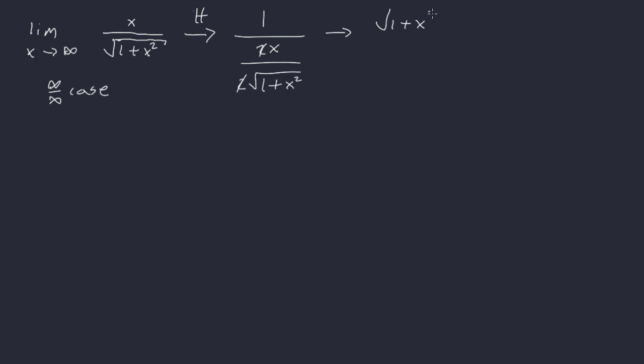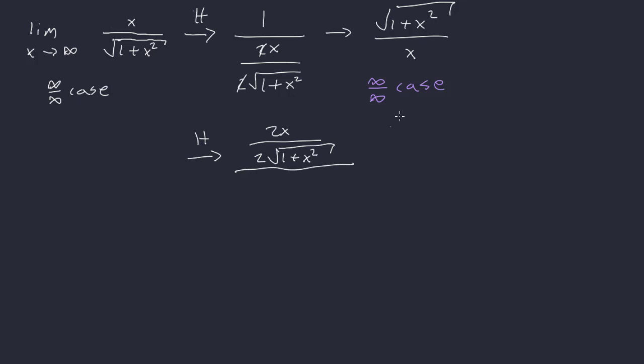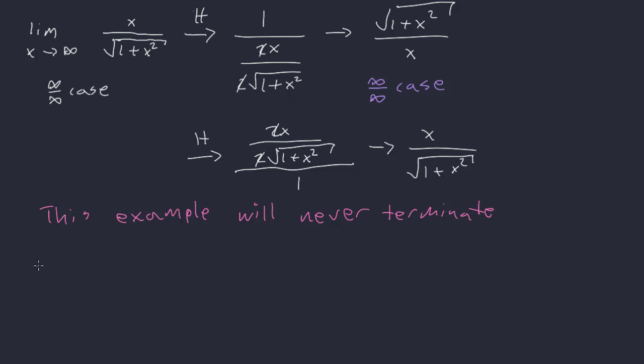the square root of 1 plus x squared all over x. And this is another infinity over infinity case. So if we use L'Hopital's rule again, the top will become 2x over 2 times the square root of 1 plus x squared, while the derivative of x will become 1. So once the 2's cancel, hopefully you see that we're right back to where we started. So L'Hopital's rule will continue to repeat this problem over and over again. This will never terminate.